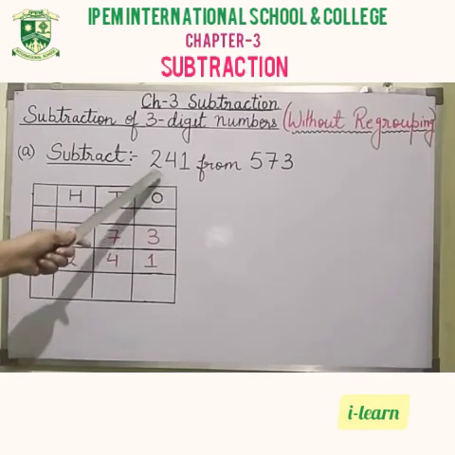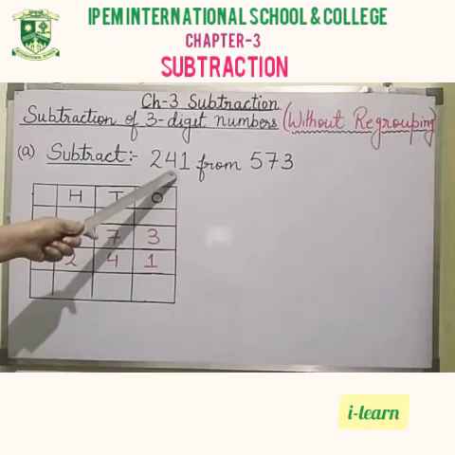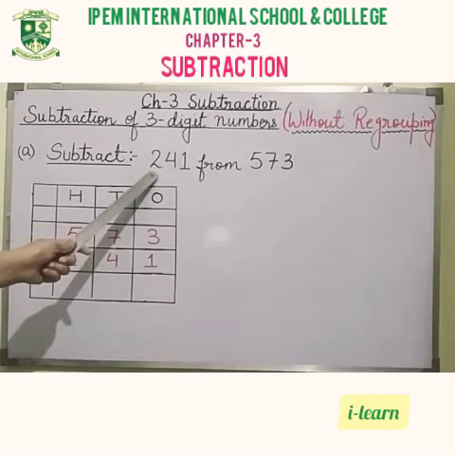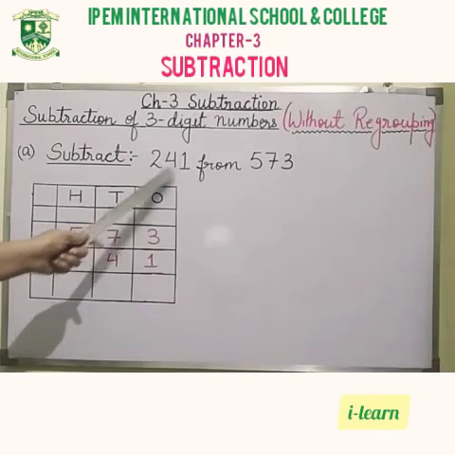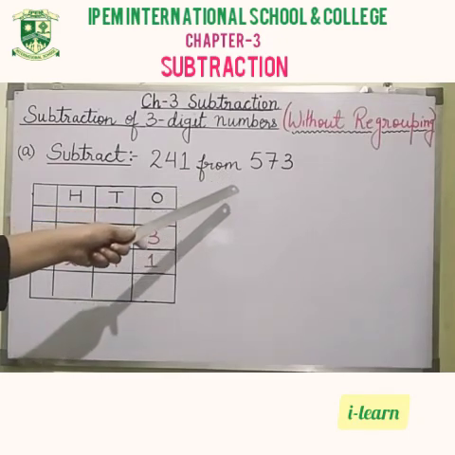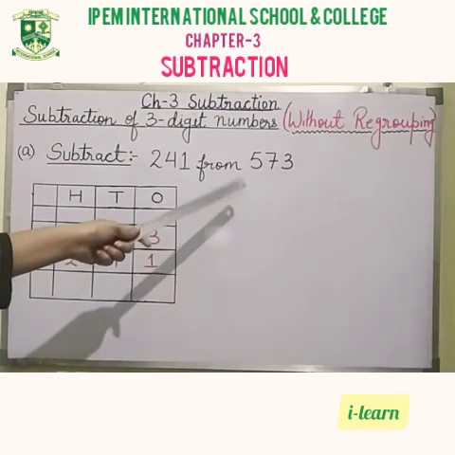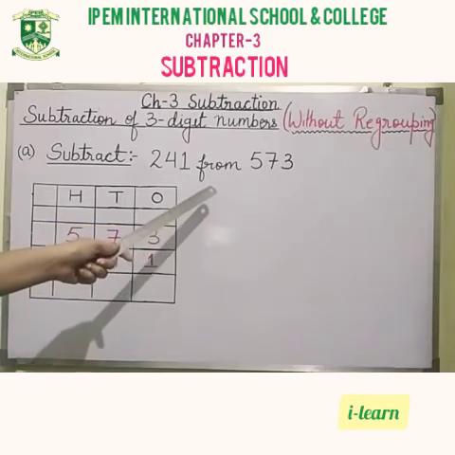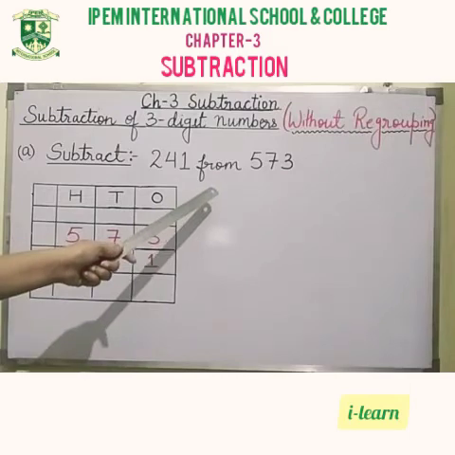See, this is 241. So this is ones place, this is tens place and this is hundreds place. In the same way, see the next number, that is 573. So 3 is at ones place, 7 is at tens place and 5 is at hundreds place. Now how we will arrange these numbers?